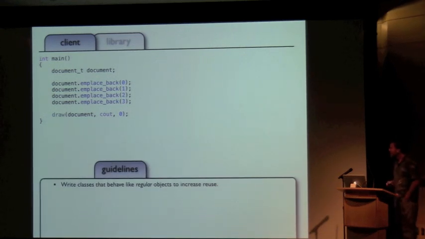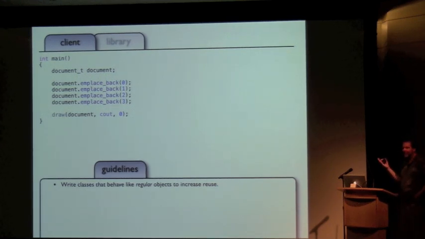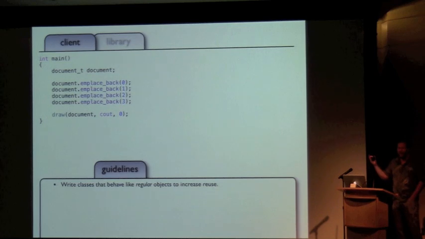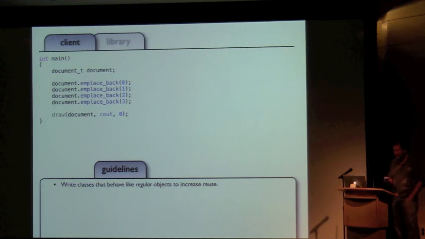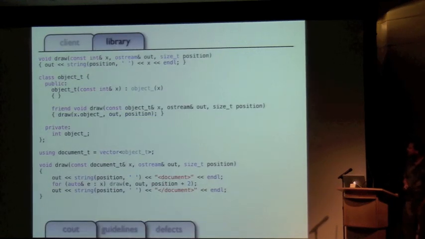Okay. So if we write our classes to behave like regular objects, like built-in types with value semantics, that increases our reuse. Writing code for our document here with our class object type is as simple for the developer as writing it for the int object type. They don't have to be concerned with newing these objects and managing their memory. They just create them.